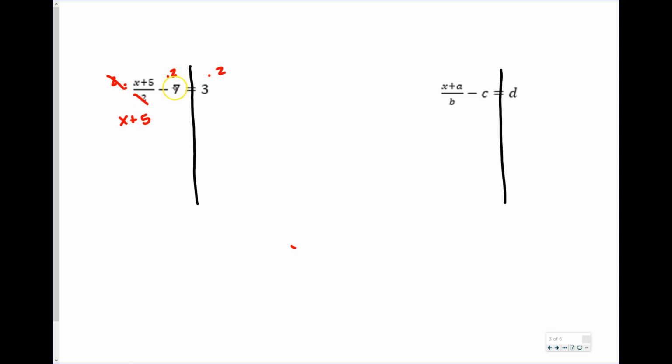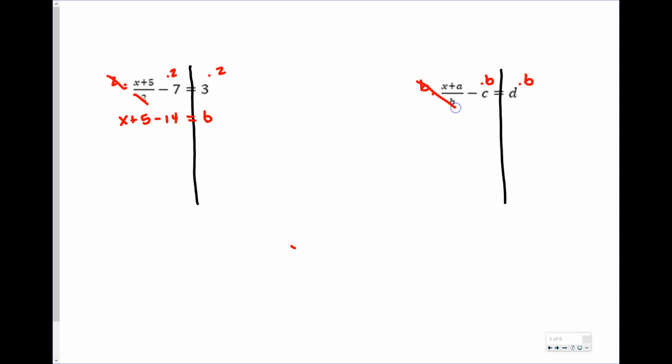2 times negative 7 is minus 14, and then 3 times 2 is 6. Okay. So similarly, on this side, I have b as a fraction. So now I'm going to multiply everything by b instead of by 2. So everything gets multiplied by b.